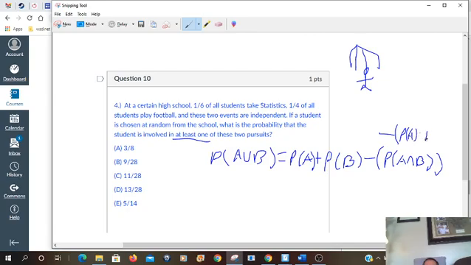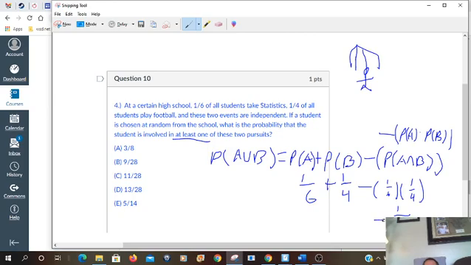Nice, not too bad. So this is a union probability problem. And so we have 1/6 of all students take statistics, and 1/4 of all students are football players. And then the intersection of that is 1/6 times 1/4. And so 1/6 times 1/4 is just 1/24, right?